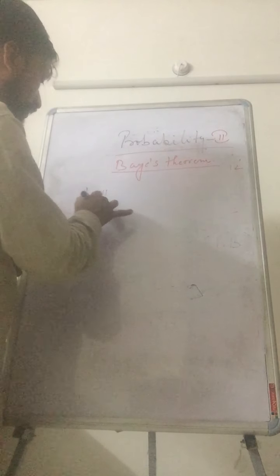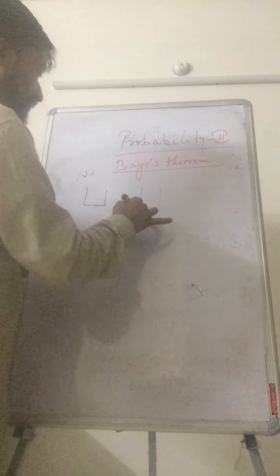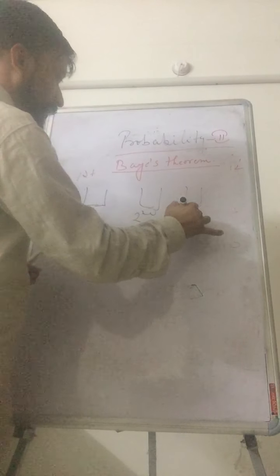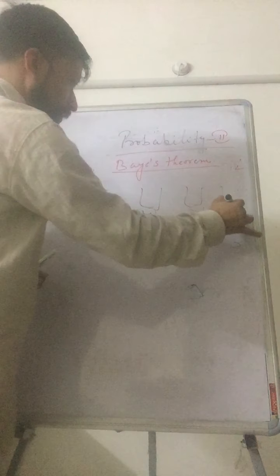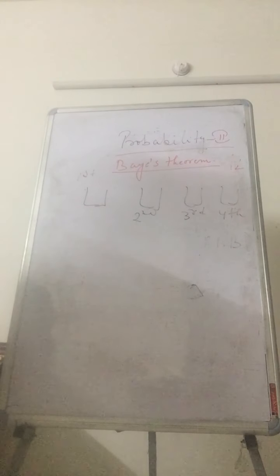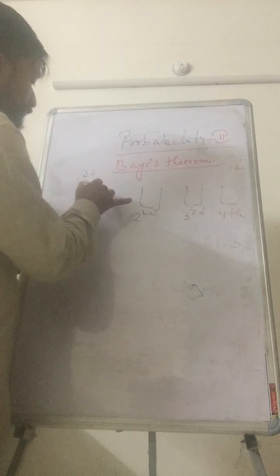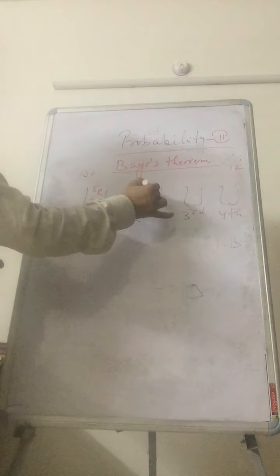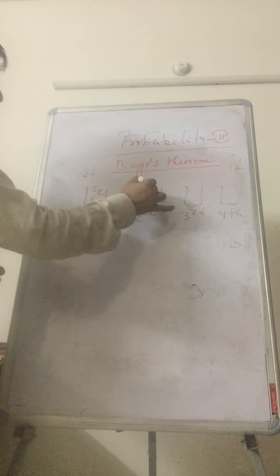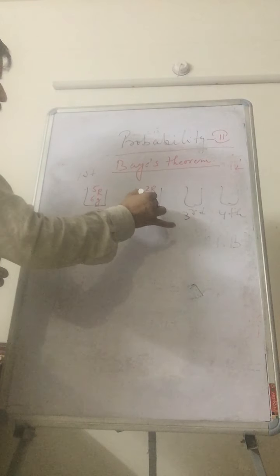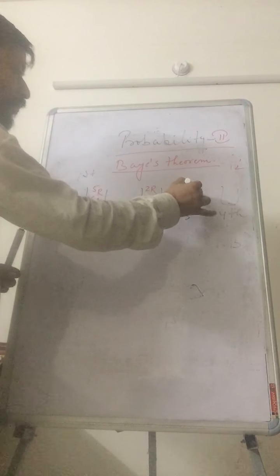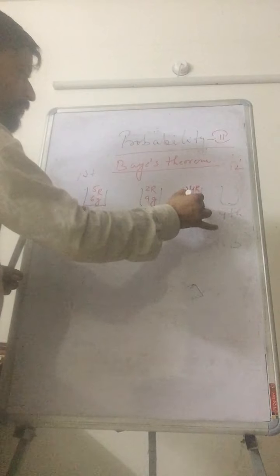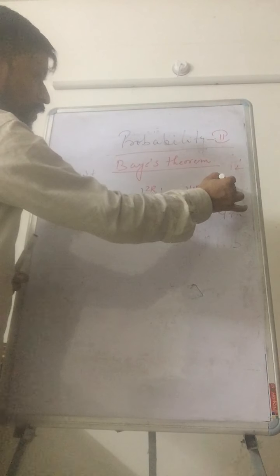Suppose there are four containers. This is your first container, this is your second container, this is your third container, this is your fourth. Suppose there are 5 red balls and 6 green balls in the first. In the second container, suppose there are 2 red balls and 9 green balls. In the third, 4 red balls and 7 green balls, and in the last one, suppose there is 1 red ball and 5 green balls.